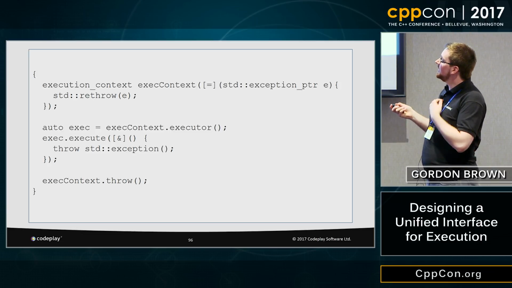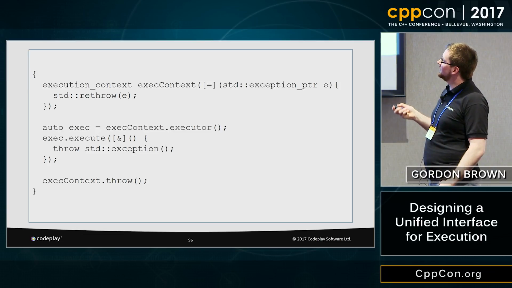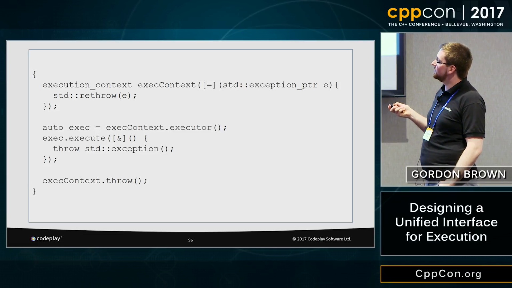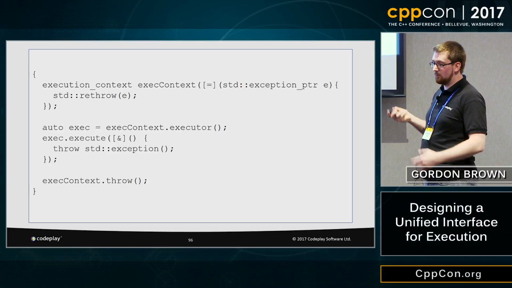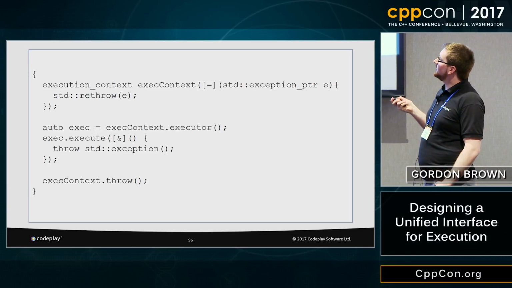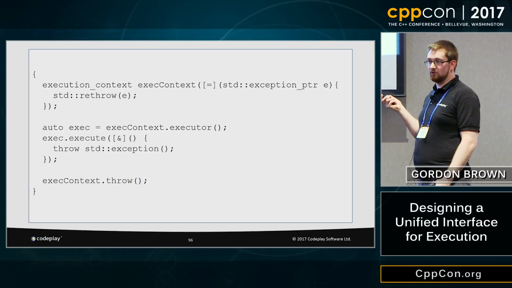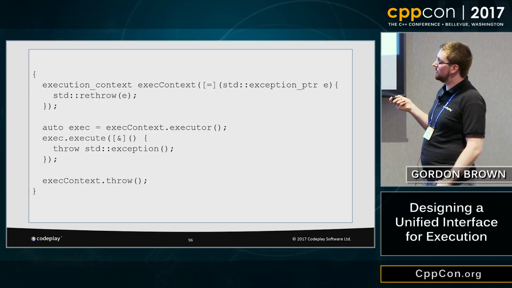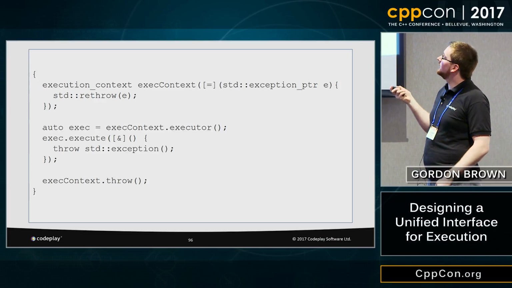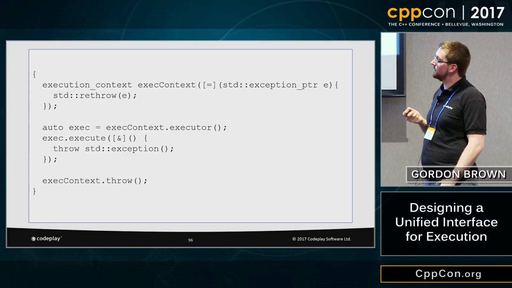So essentially here, you call execute on this executor, and it throws an exception from inside. Obviously, there's no future to propagate the exception to, so that would be caught and handled by the execution context, in which case you could then maybe call something like throw that would then handle it as an exception pointer.